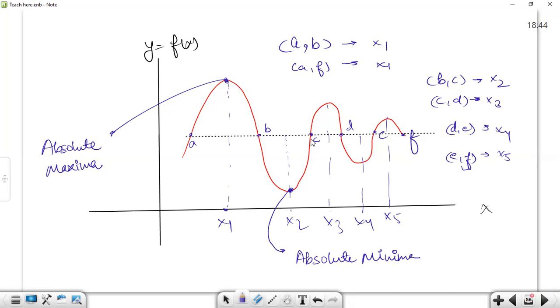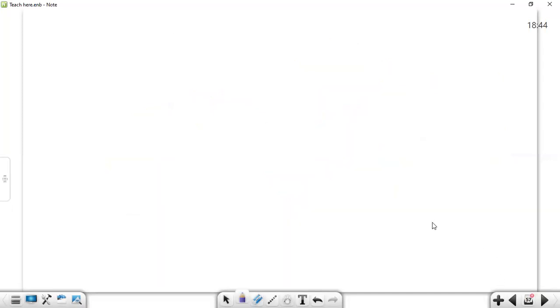And when we talk about the local interval from C to D, it is a local maxima. It is a local minima for the D and E interval. And same for this also. This is a local maxima for the E and F interval. So I hope you're able to understand what maximum and minimum are. Let us talk about local maxima and local minima a little more by giving their definition.